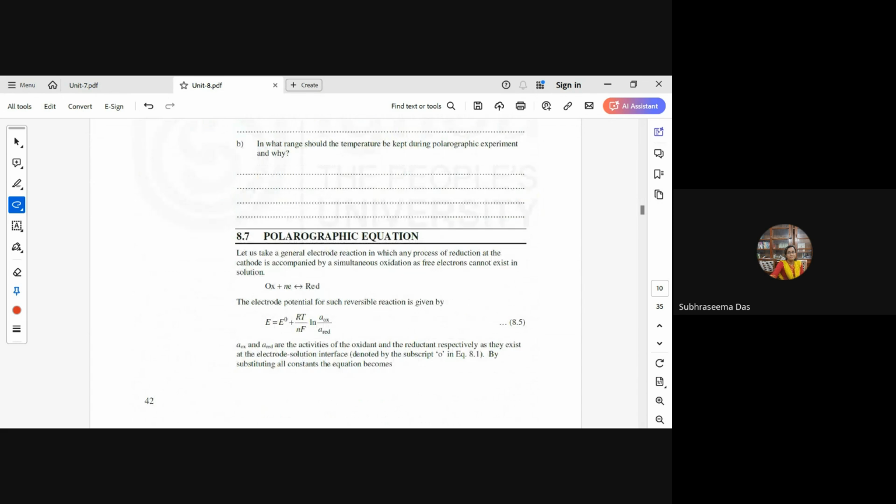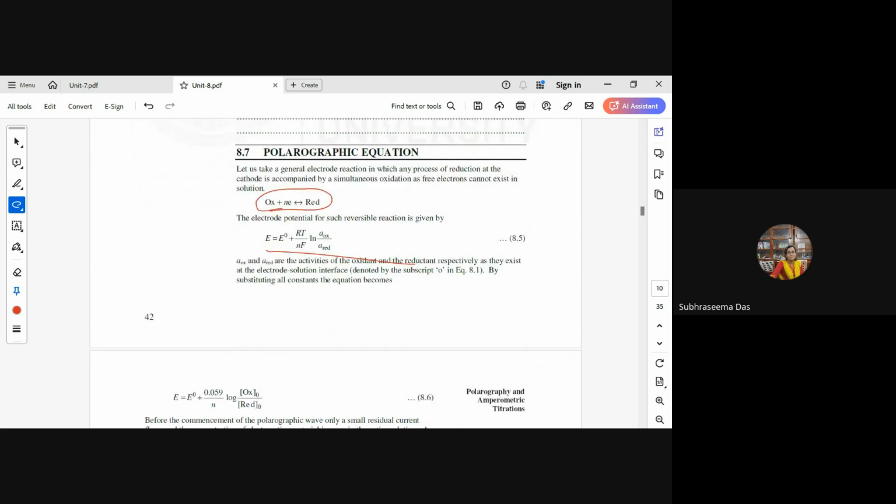Then is the polarographic equation. So let us consider an oxidant and a reductant, where the oxidant takes up n number of electrons to form a reductant. The electrode potential for such a reaction is given as E is equal to E0 plus RT by nF ln activity of oxidant by activity of reductant.